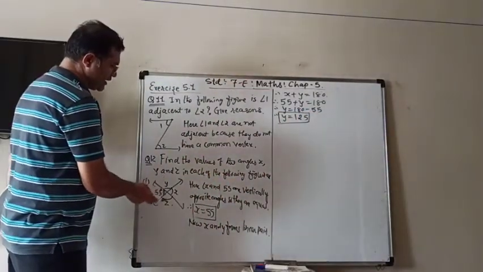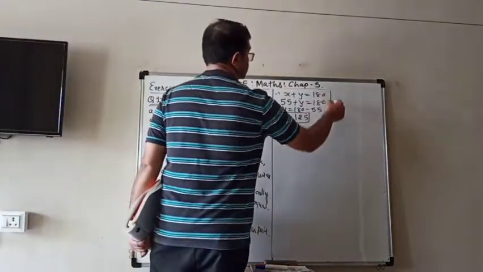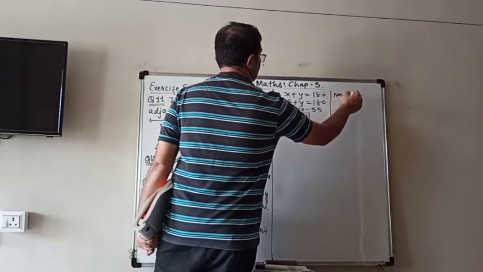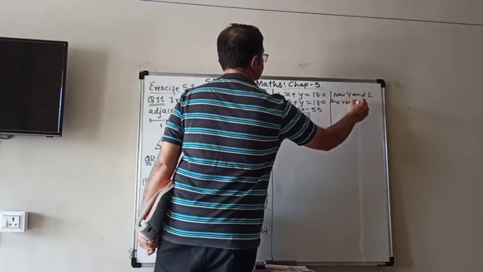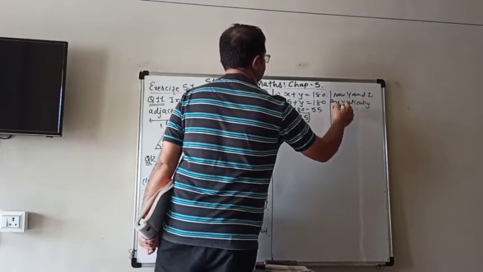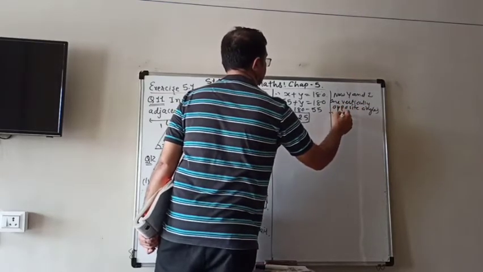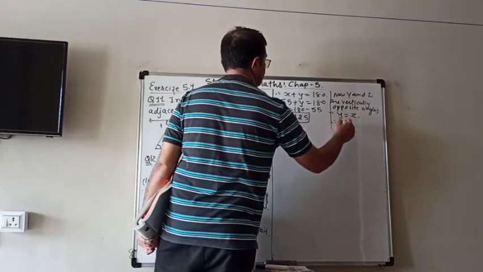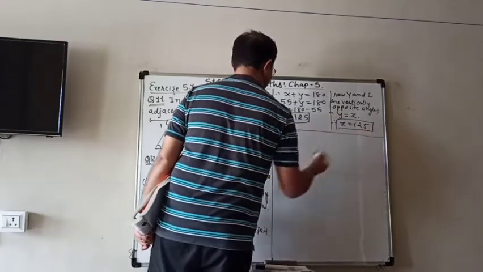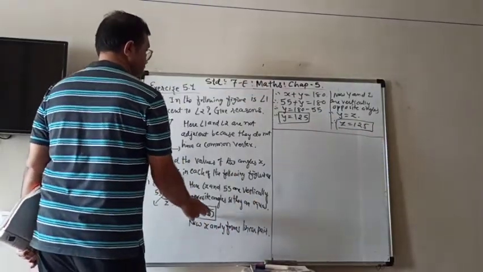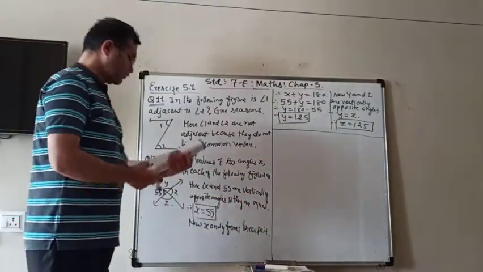Now you can see that y and z are vertically opposite angles. Therefore, y is equal to z, and therefore z is also 125. So we get all the three values: x as 55, y is 125, and z is also 125.